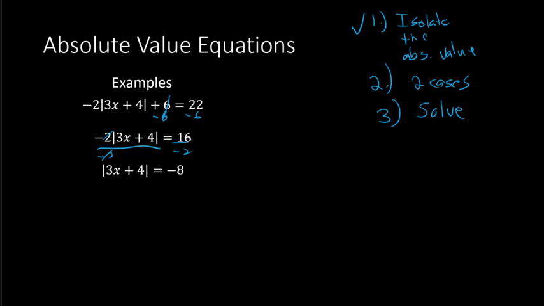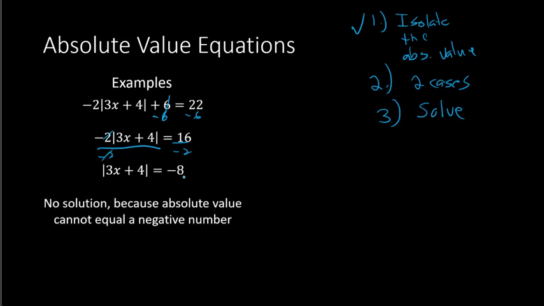Now remember, absolute value means distance, right? So if it's distance, there's no such thing as a negative distance. So what we have stated here is that some distance, some absolute value, equals a negative number. Well, that doesn't make sense, right? Because distance cannot be negative. So when you see that, this means that there is no solution, because an absolute value cannot equal a negative number.